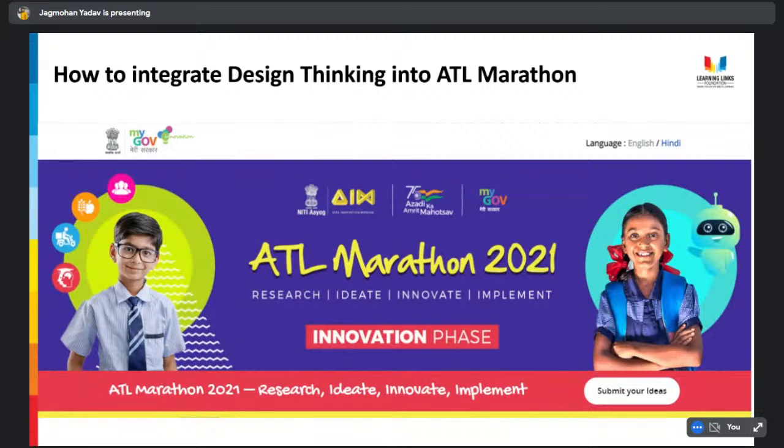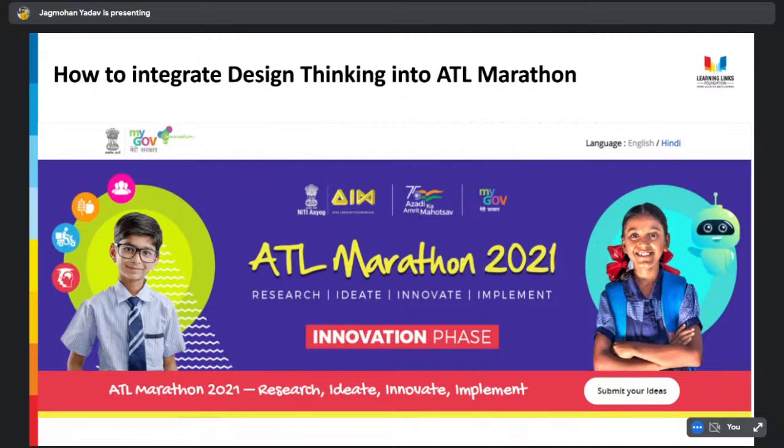How to integrate design thinking into ATL Marathon. Thank you, Jagmohan. So, students, you all would have been aware of this ATL Marathon. The ATL Marathon is an initiative by our ATL, Atal Tinkering Lab mission. Every year they conduct this marathon to get innovative solutions from you students.